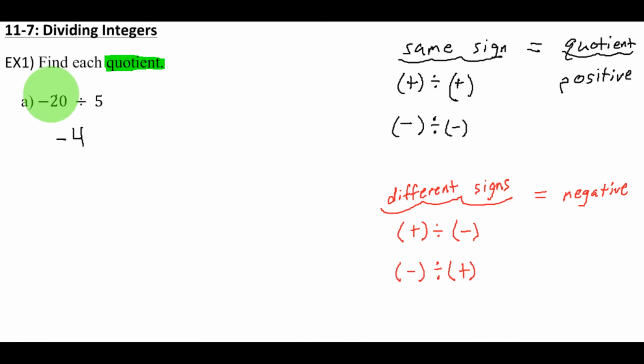The other way of thinking about this is, well, I have unlike signs here. I have a negative 20 and a positive 5. Since they're unlike, my answer should be negative. And it is. It's negative 4.